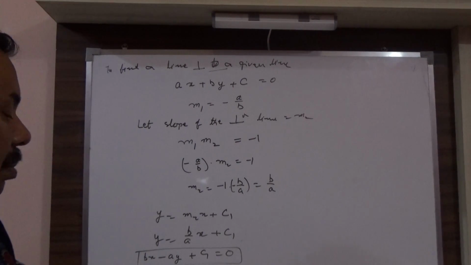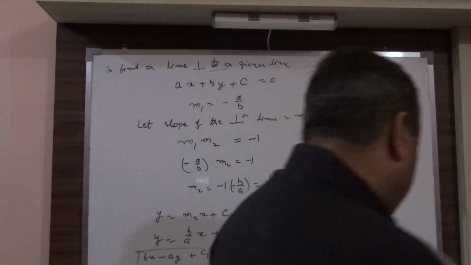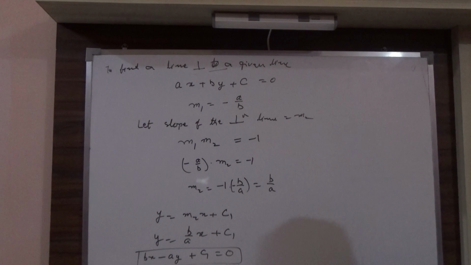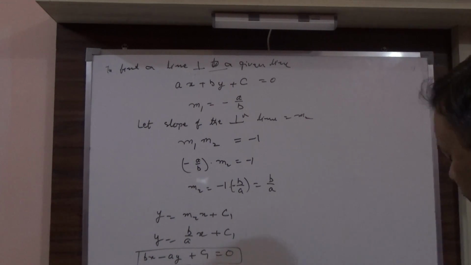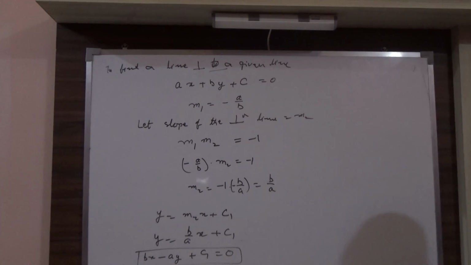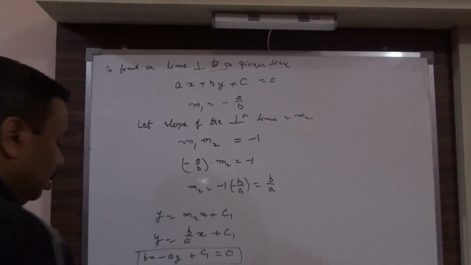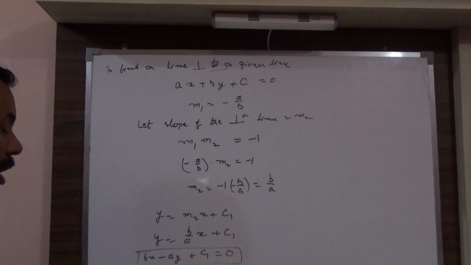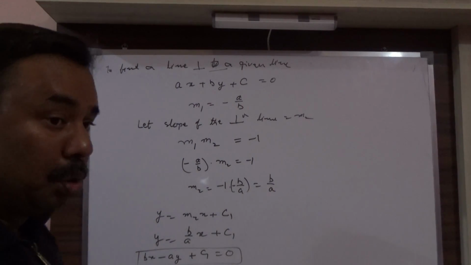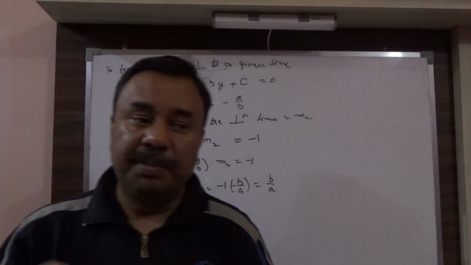Okay, so this will be the equation of the line which is perpendicular to the given line. Now, what will be the angle between two lines? Again, if you have to find out the angle between two lines, I have given you just two things that were specific.